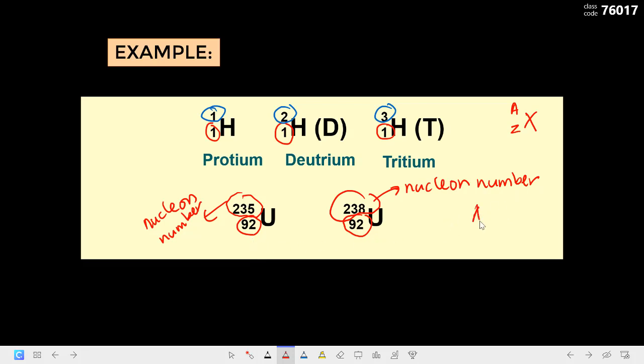Sebab kita tahu kalau ikutkan nuclear number A is proton plus neutron. So you boleh kira kat sini berapa number of neutrons bagi isotop ini, kalau kita nak gunakan definition yang kedua tu tadi. If you are going to use the first definition bagi isotop, maka kita akan compare proton number and nuclear number.